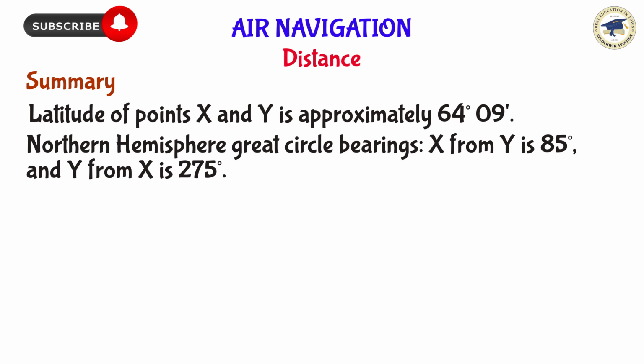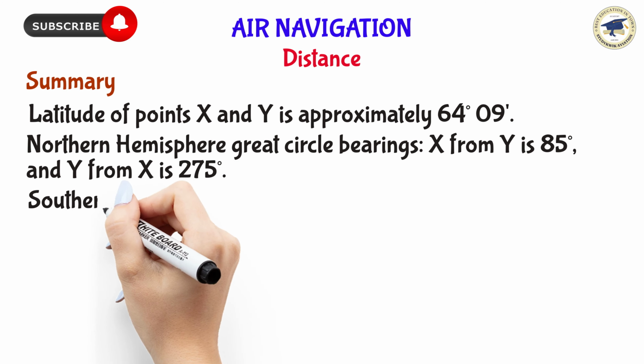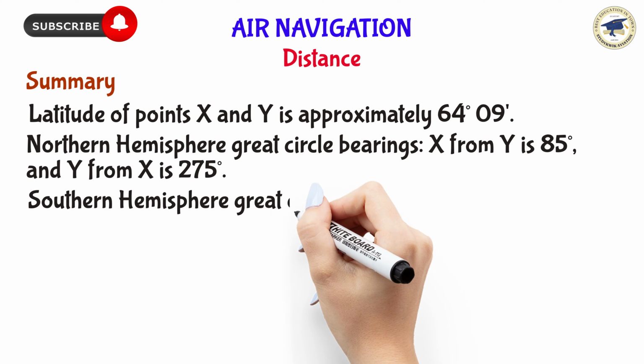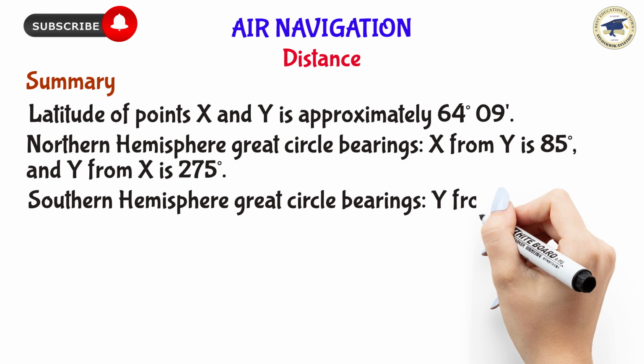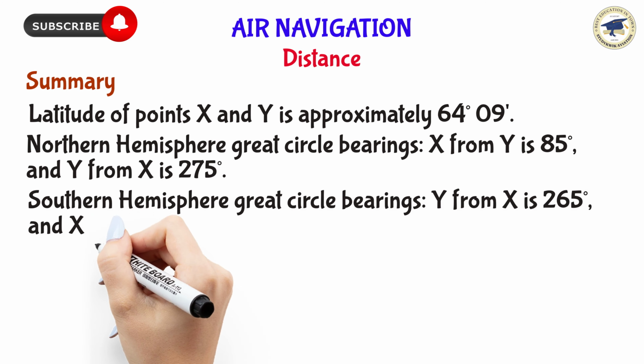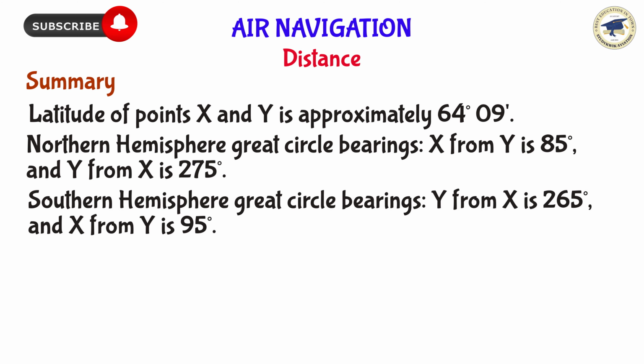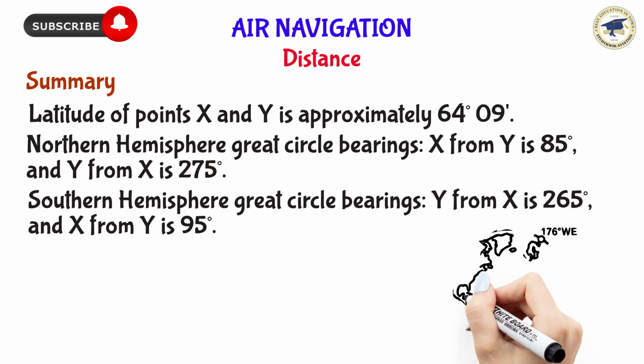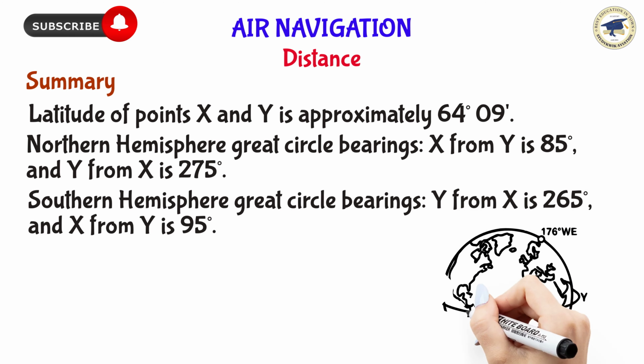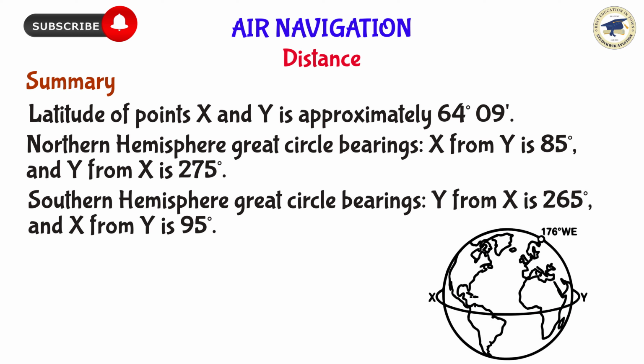Over in the southern hemisphere, the calculations are a bit different. The great circle bearing of Y from X is 265 degrees, calculated by subtracting the conversion angle from 270 degrees. Meanwhile, the bearing of X from Y is 95 degrees, found by adding the conversion angle to 90 degrees. Knowing how bearings change depending on the hemisphere is essential for accurate navigation and plotting the shortest paths between points on the globe.